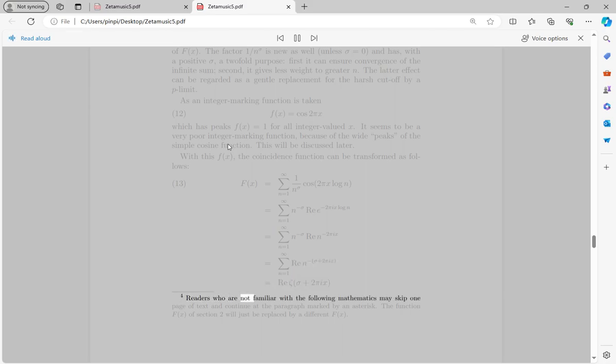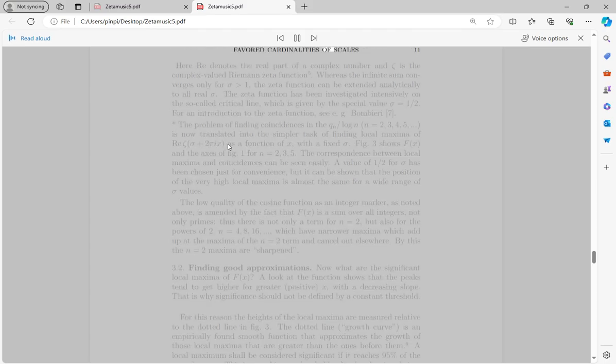For readers who are not familiar with the following mathematics, may skip one page of text and continue at the paragraph marked by an asterisk. The function f(x) of section 2 will just be replaced by a different f(x). Here Re denotes the real part of a complex number and zeta is the complex-valued Riemann zeta function, whereas the infinite sum converges only for σ greater than 1.